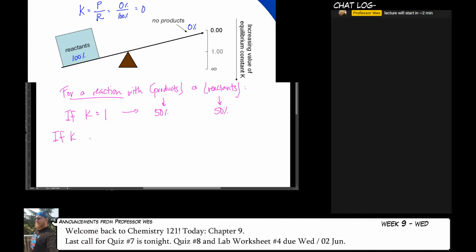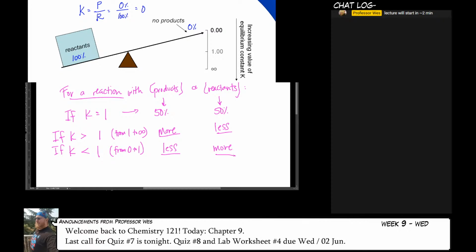For a reaction with some amount of products and some amount of reactants, if K equals 1, then we have 50% products and 50% reactants. If K is greater than 1, in other words, from 1 to infinity, then there are more products and less reactants. And finally, if K is less than 1, or in other words, from 0 to 1, then there are less products and more reactants.